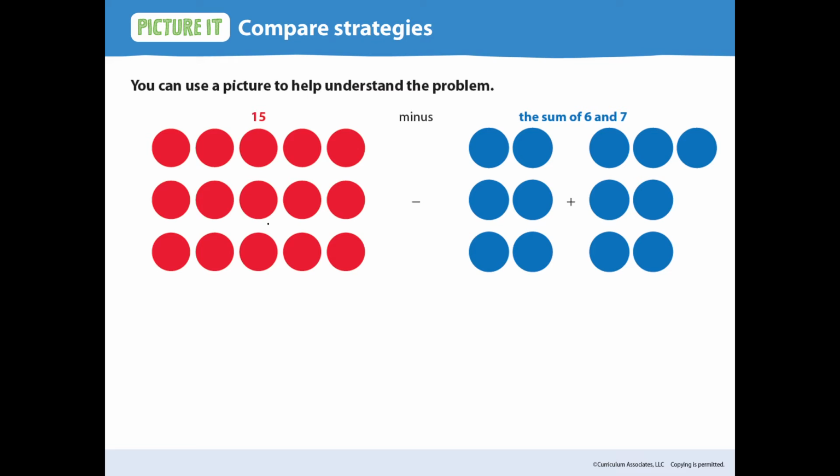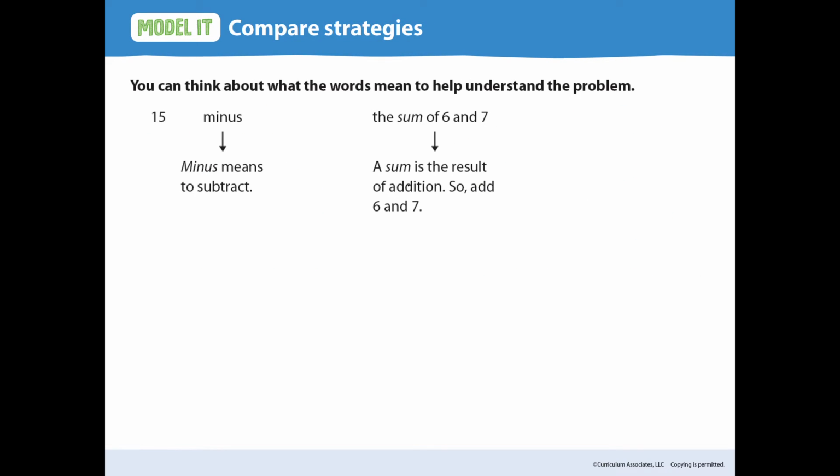You can use a picture to help understand the problem. So here's our 15 counters minus the sum of 6 and 7. So here they're adding together the sum of 6 and 7. We want to make sure we do that first and then subtract from 15. You can think about what the words mean to help understand the problem. 15 minus means subtract, and the sum of 6 and 7, a sum is the result of addition, so add 6 and 7.